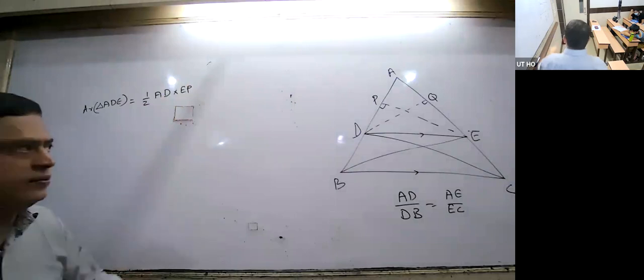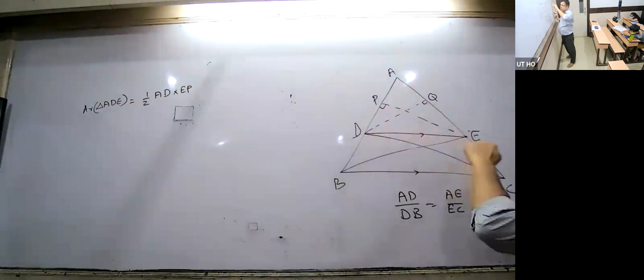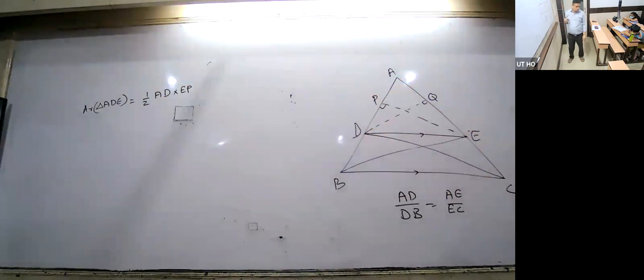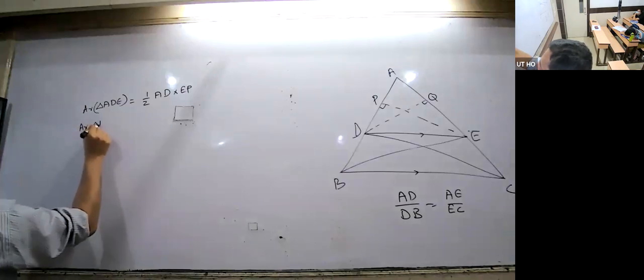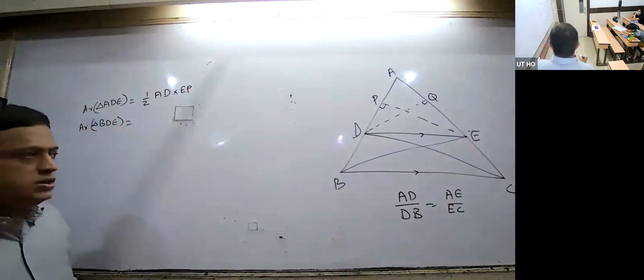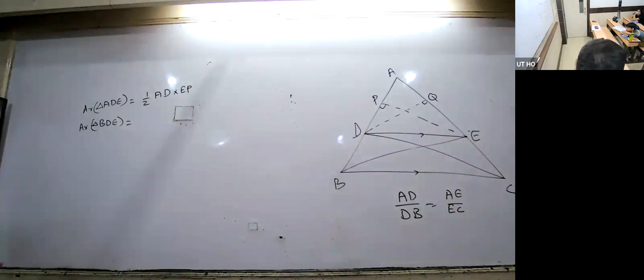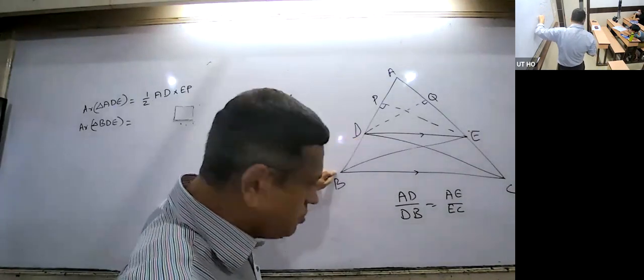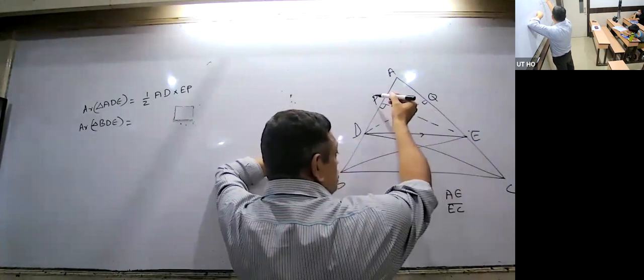Now look, ADE. AD is the base, so the perpendicular starts from the third vertex. From here, check which is the perpendicular. This is the perpendicular. Now I'm going to take the area of triangle BDE. Have you seen triangle BDE? Half into base BD into EP. If DB is the base, from E where is the perpendicular? Only one perpendicular, EP. Did all of you follow?